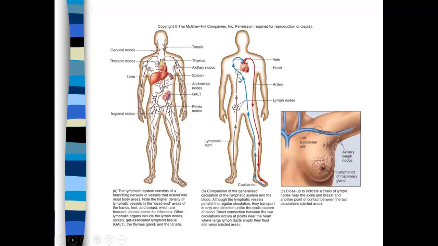The lymphatic system is shown here in sort of dark gray, and the lymphatic system is always from the extremities directly to the venous system. Okay, and there's crossover where there's lymph nodes along the venous system here. This shows the lymphatics in the mammary gland.